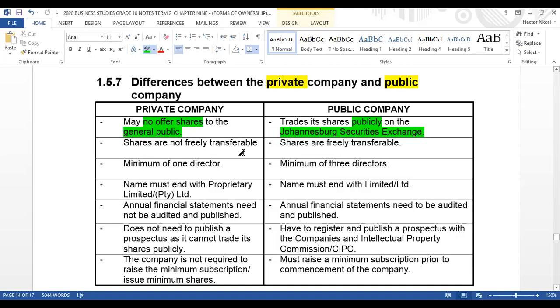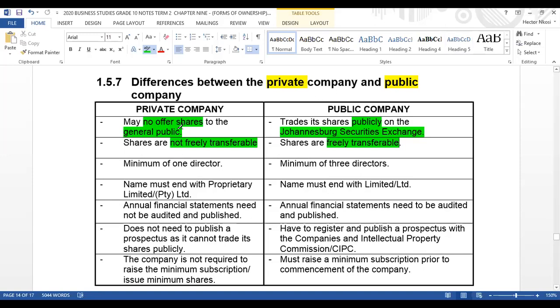Another difference is that in a private company, shares are not freely transferable. Here, shares are freely transferable. It's very important because let's say you're a shareholder of a private company and you want to sell your shares. Under a private company, it's not easy. But under a public company, any day, you can always resell your shares.